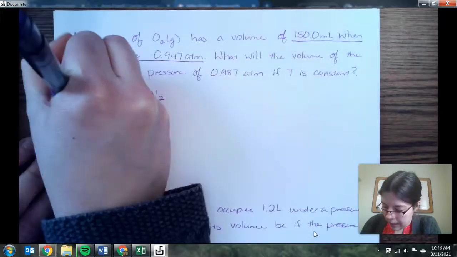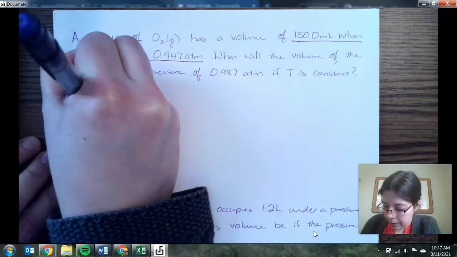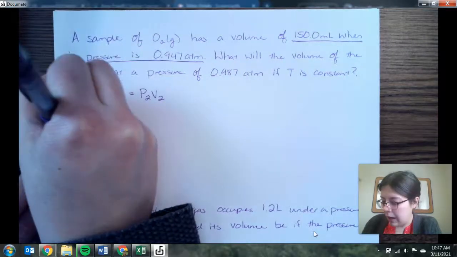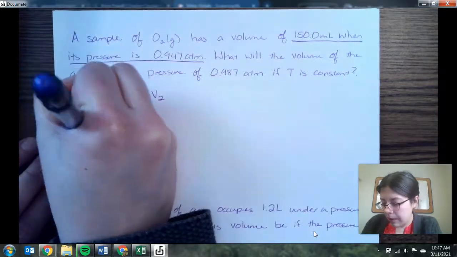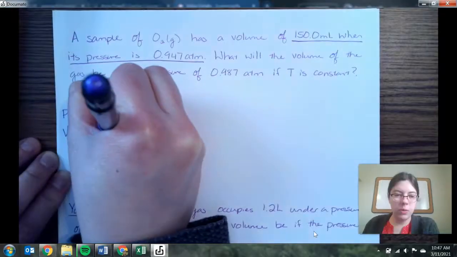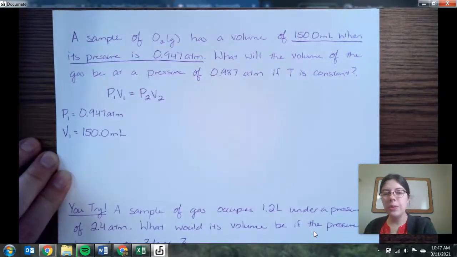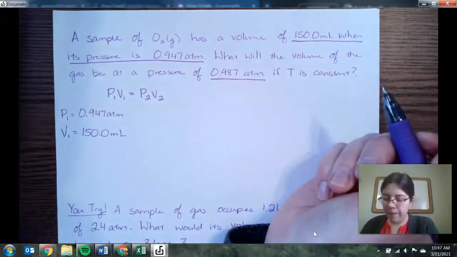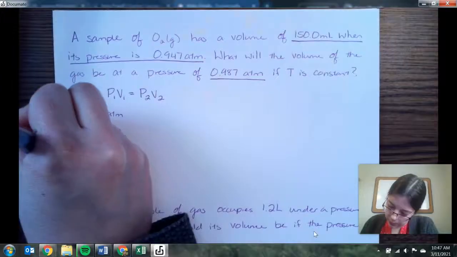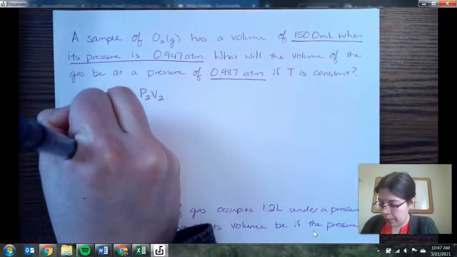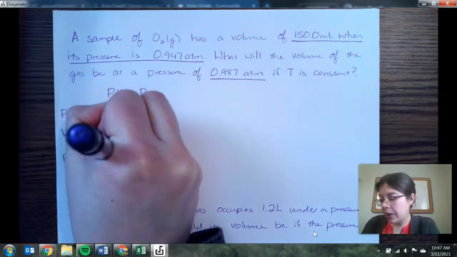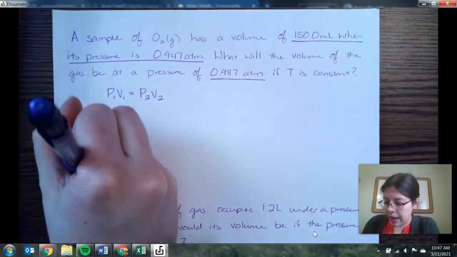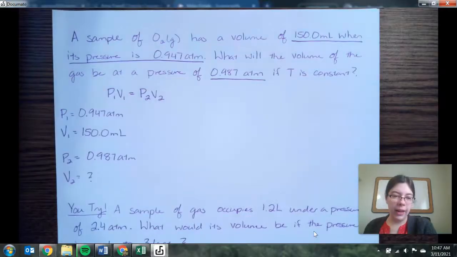So our initial pressure is 0.947 atmospheres. Our initial volume, our V1, is 150.0 milliliters. Okay, so that means the other value we're given is going to be our final pressure, so our P2 is equal to 0.987 atmospheres. And the volume of the second one, V2, that is our unknown, what we are trying to find.